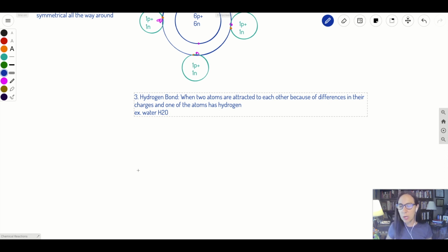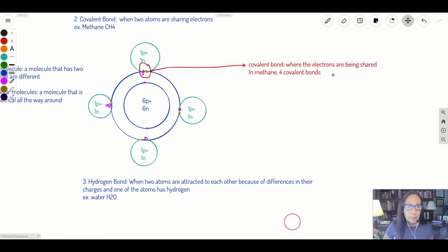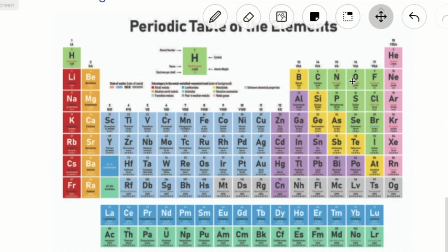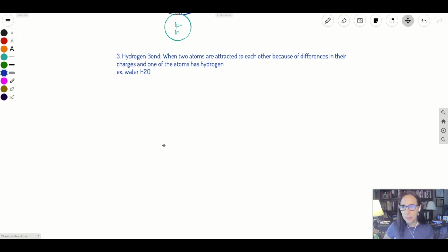So I'm going to draw a Bohr model of water. Now that we know how to draw a Bohr model, we're experts at Bohr models. So oxygen, I've got to go back to the periodic table real quick. Let's see, oxygen, the atomic number is 8. So we've got 8 protons in the nucleus, 8 neutrons in the nucleus.